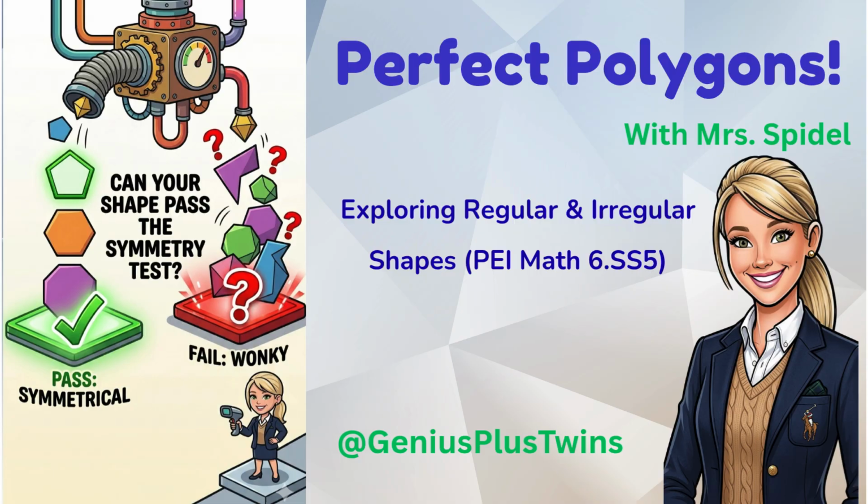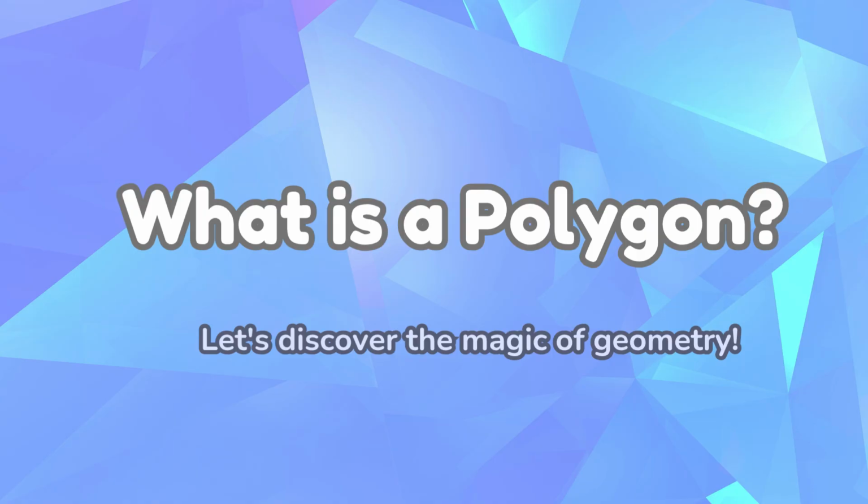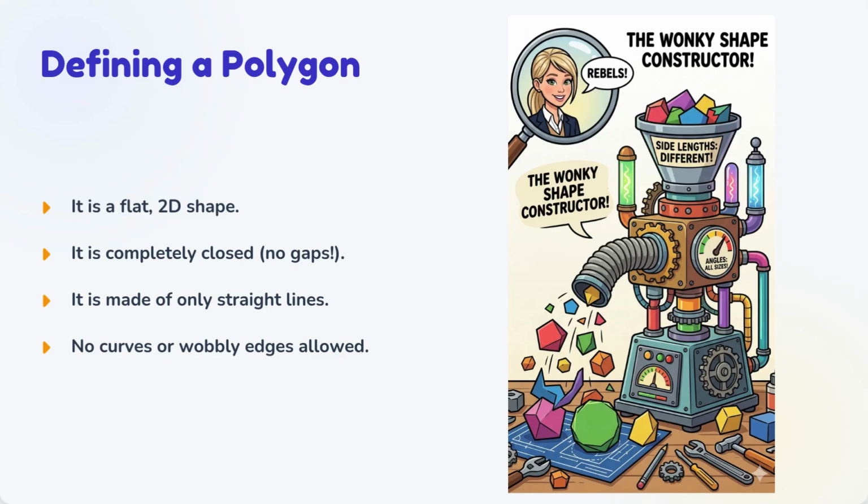Today, we are diving into the world of geometry to explore something called perfect polygons. We'll be looking at what makes a shape regular, what makes it irregular, and how to spot the difference. Let's get started. But before we can sort them into groups, we have to answer one big question. What exactly is a polygon anyway? Let's discover the magic of geometry.